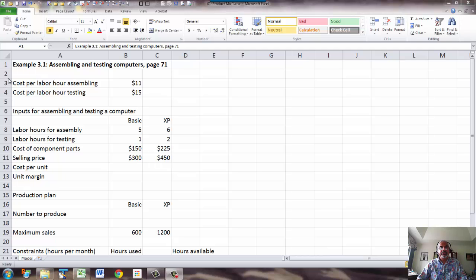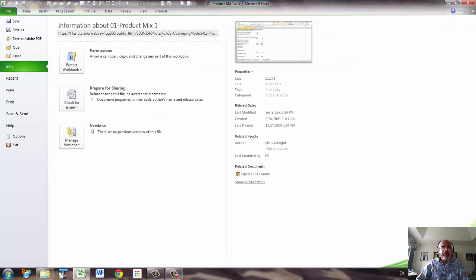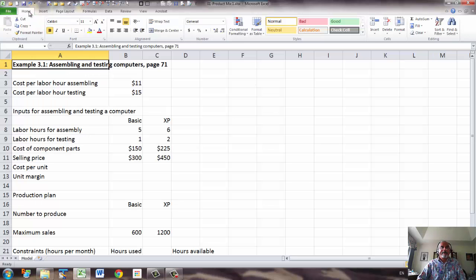Okay, so this is the same problem that we did. We're using the graphical method. The name of the file is 01-product mix1. Now the first thing I'm going to do is to look at the input and do some color coding, like what we did in chapter 2.